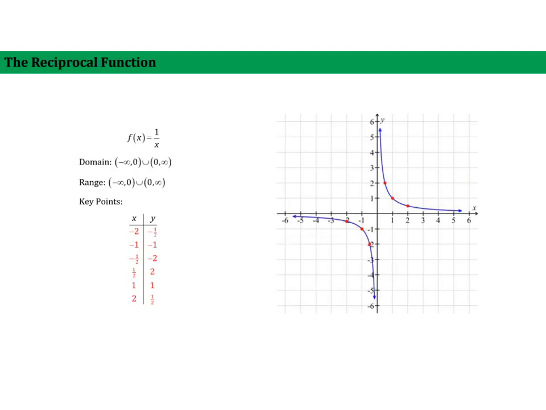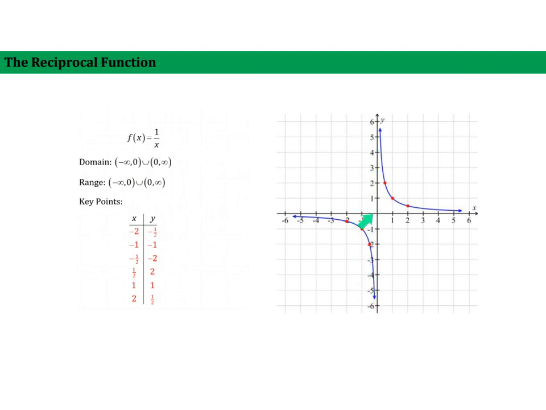The reciprocal function gets its name from the fact that any number you put in will yield a reciprocal. So if you put in negative 2, you get negative 1/2 out. If you put in negative 1/2, you get its reciprocal, negative 2. So this one has 2 branches. So you'll notice that the domain excludes 0. So you'll see that break.